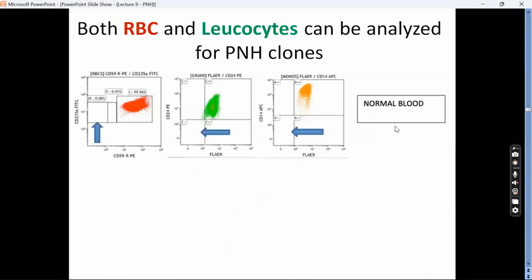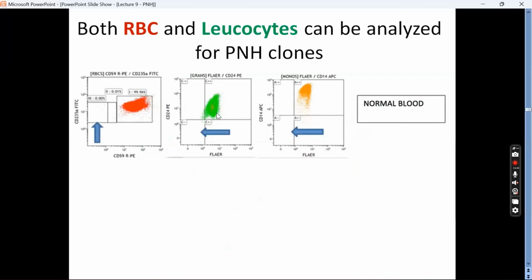Okay. Now this is a normal blood, or a normal control. Here I have shown you the RBC population, here the neutrophil population, and here the monocyte population. If it is a normal RBC, it will be expressing CD55 and CD59 in a normal fashion, and you don't find any PNH clone which is negative for CD59. See, this area is vacant, empty.